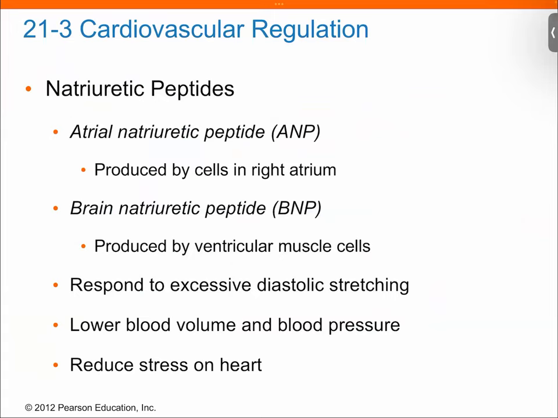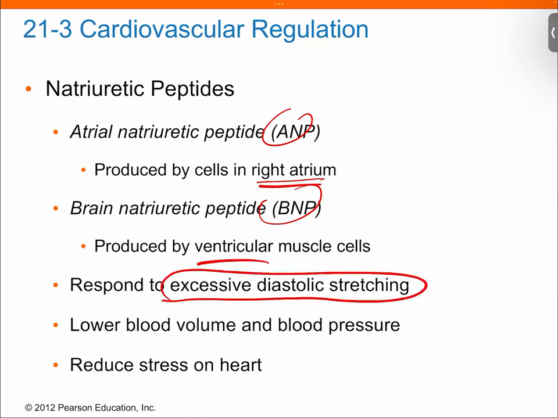So you produce a type of hormone called atrial natriuretic peptide and brain natriuretic peptide, ANP and BNP. So these are basically produced by cells in the right atrium and the ventricle. And so what these guys do is they basically are looking for diastolic stretching. And this is caused by blood pressure. So that amount of stretch that's in there, that's the stretch at relaxation. That's like preload, right?